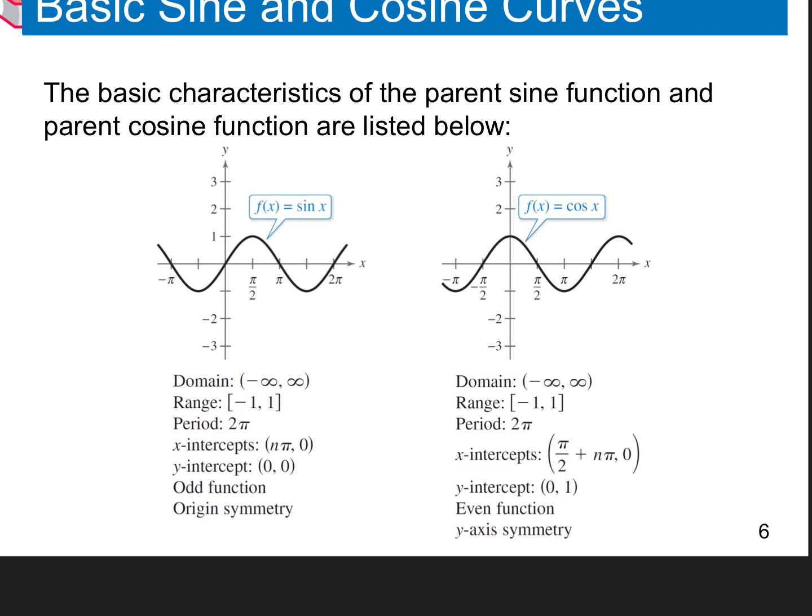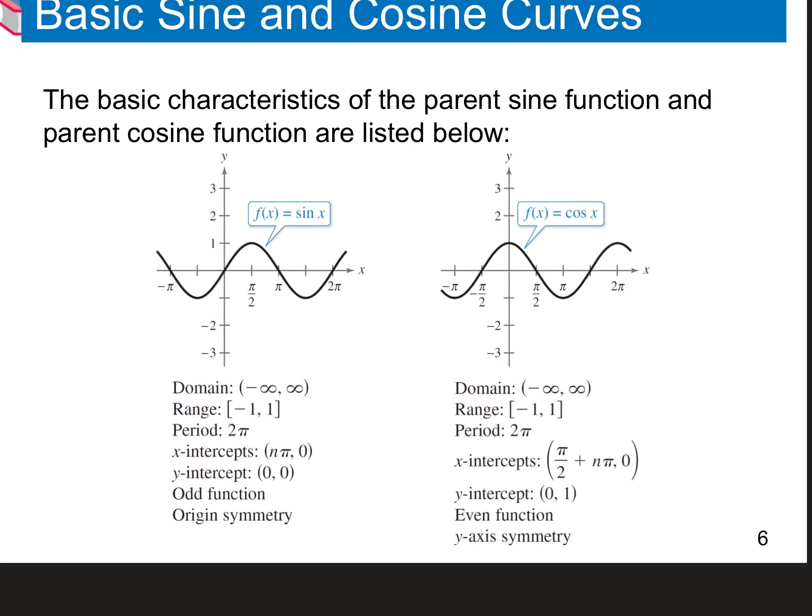Here are the characteristics of your parent functions. The domain for both of them is always negative infinity, positive infinity. Your range for your parent functions, the highest it goes is positive 1, the lowest goes is negative 1. Your parent function time period is 2 pi, intercepts, all that good stuff. This is all basic to the parent function. Now we're going to do a bunch of things that change this. Move it left, right, up, down, that sort of a thing.